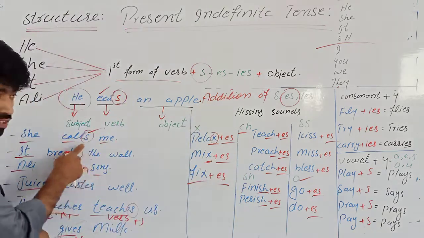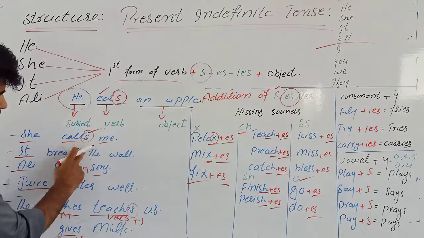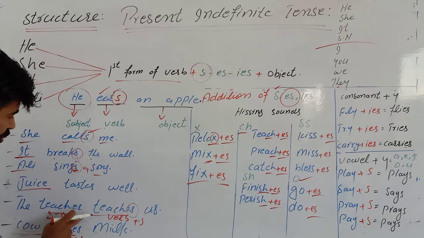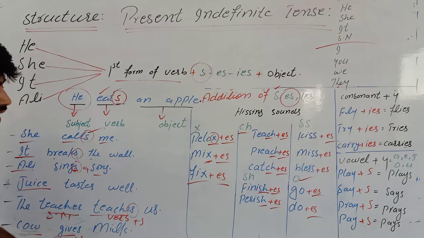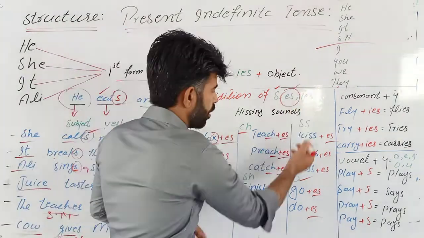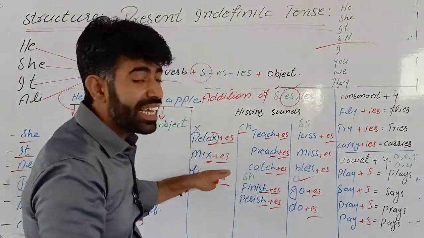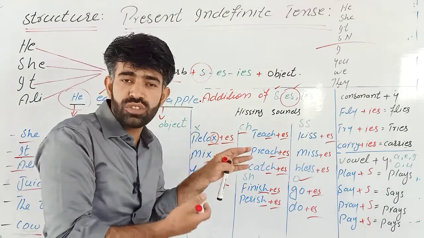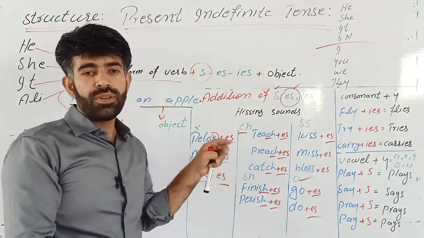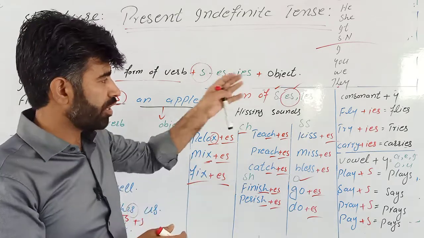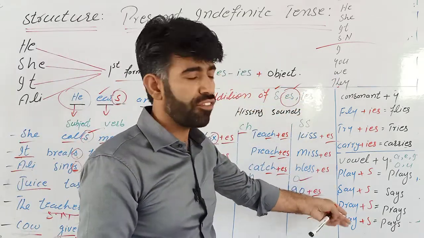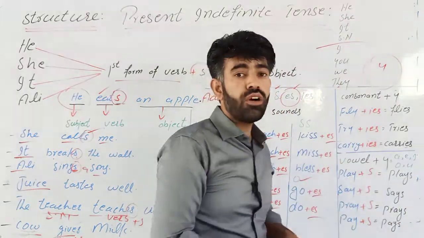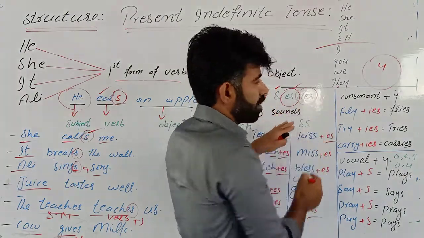So I talked about just this part here, like calls, prays, sings, tastes, teaches, or gives. And in the same way, we talked about this part here, in which we use es at the end of the verb. And I told you the conditions in which we use es with the verb in the sentence. So here we have another category of verbs ending in y. So we are going to talk about this part now.